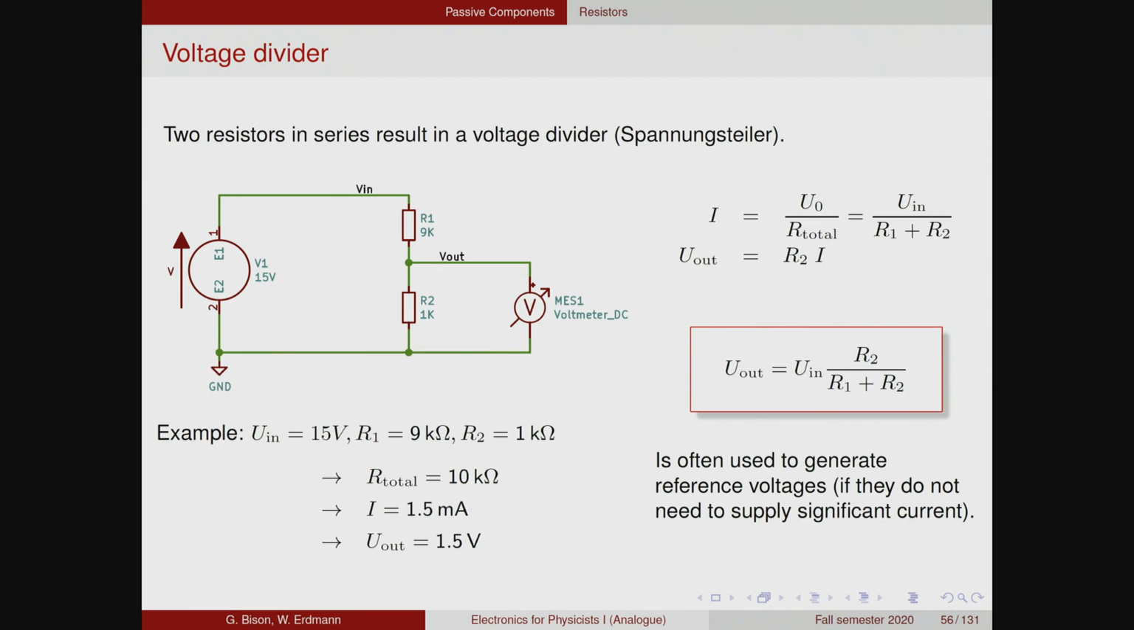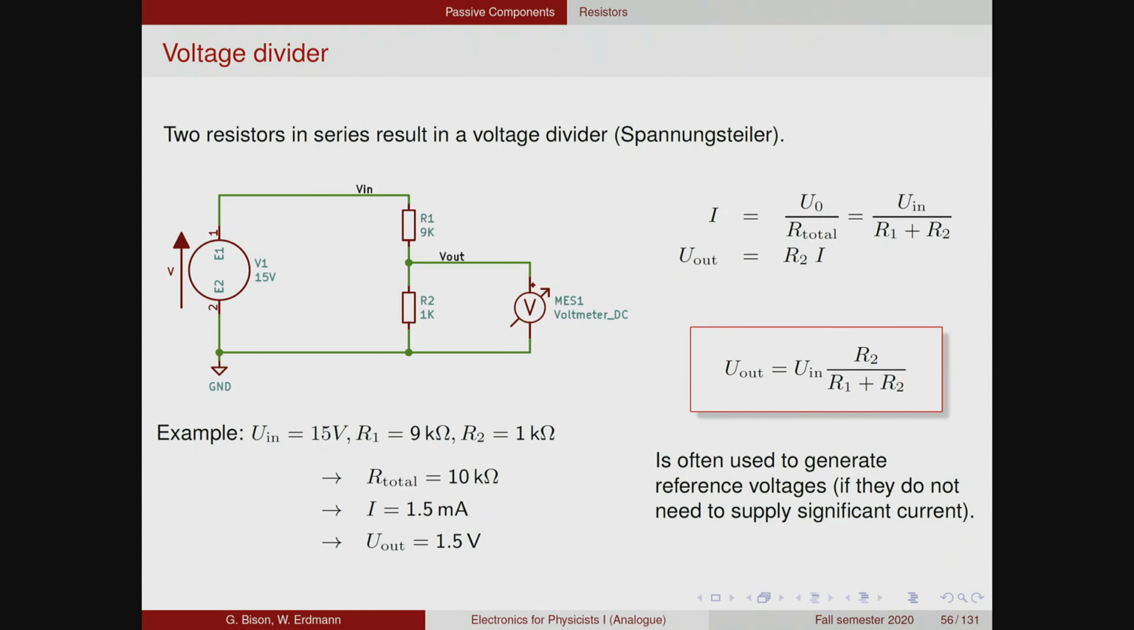Now, this already brings us to the point where we can discuss one really, really important circuit, and that's the voltage divider. It's completely trivial. It's simply two resistors, and we measure the voltage across one of them. And the voltage that we measure here is a fraction of the voltage that we apply on the input, and this fraction is given by the resistors, of course.